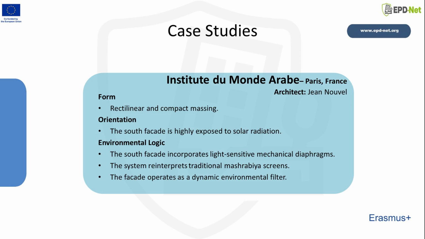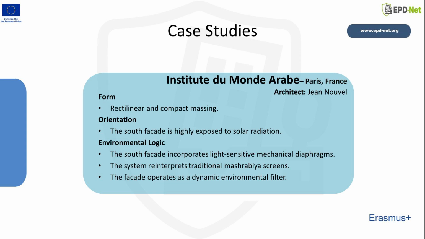In terms of orientation, the building's southern facade is the key element. It is highly exposed to solar radiation, a challenging condition that Jean Nouvel transformed into an opportunity for innovation. Instead of blocking sunlight with conventional shading systems, he designed a facade that dynamically responds to it. Here, environmental logic is expressed through advanced technology inspired by tradition.